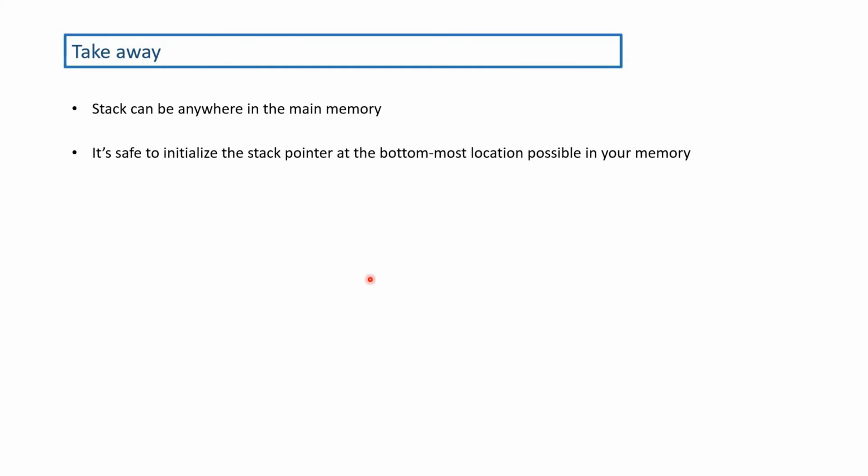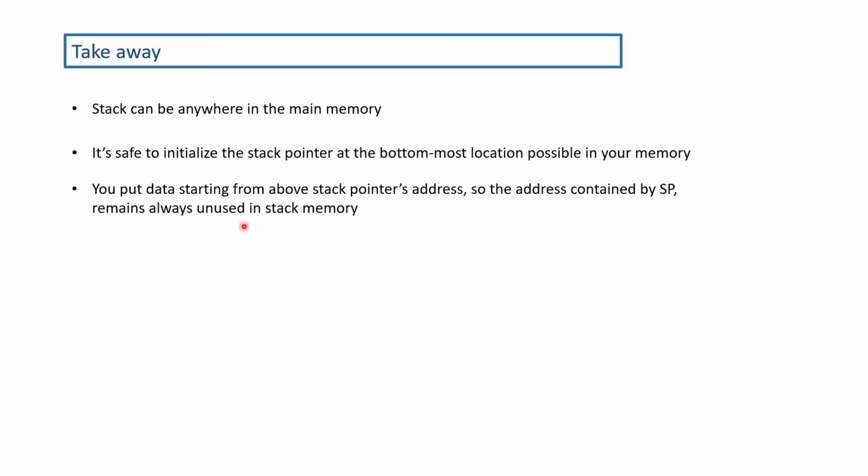So what may happen is somewhere in between, these two memories may collide, and then it may happen that main memory and stack memory want to access the same memory location at the same time. So you may lose your valuable information. You put data starting from above the stack pointer's address, so the address contained by SP remains always unused in stack memory unless you pop first before even pushing some value. But that is really unusual, because if you have no valuable information in stack, what should you pop? I don't know. And you already know that you have to push or pop 16-bit data at a time.